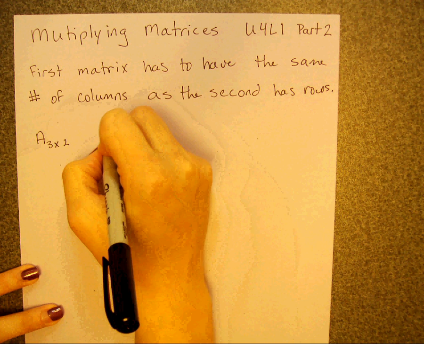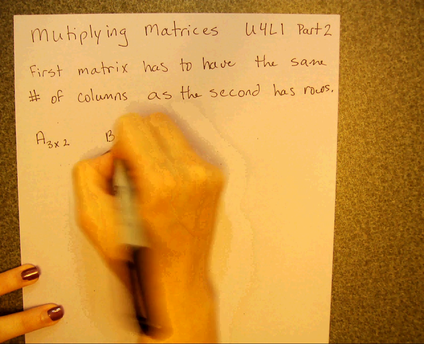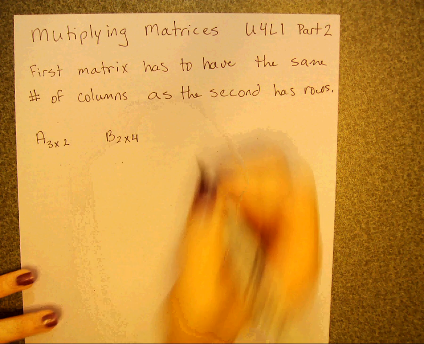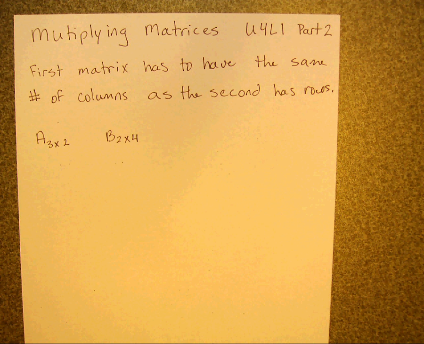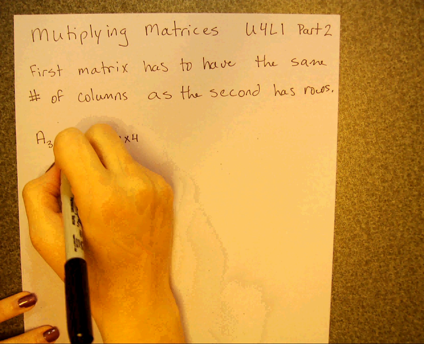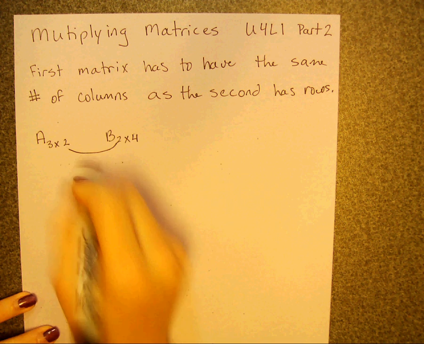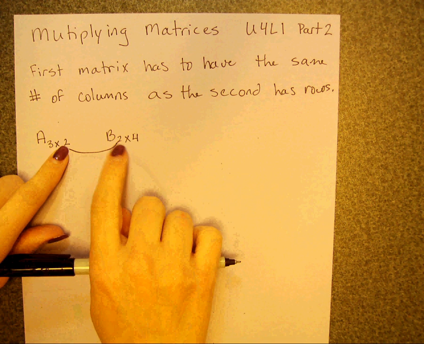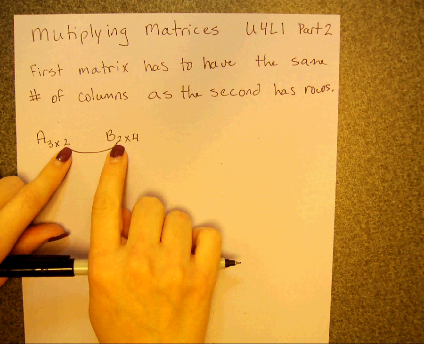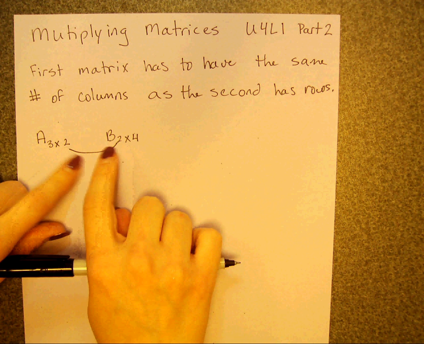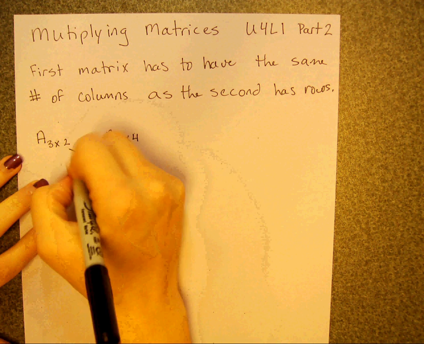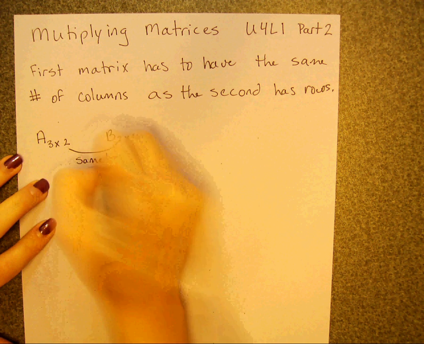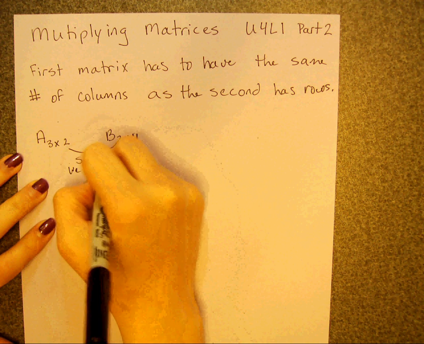and matrix B is a 2 by 4. And I want to multiply these two matrices together. Quick way to check if I can multiply them together: if the inside dimensions are the same, so the last number on the first and the first number on the second. So these are both 2. The inside dimensions are both 2. So they are the same. So we can multiply.